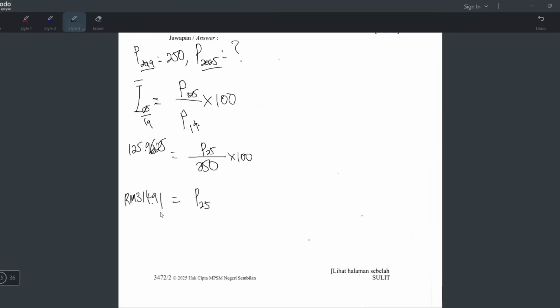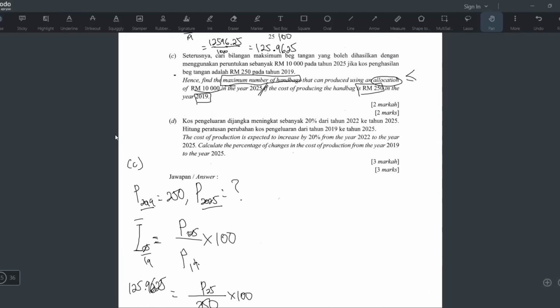125.9625 divide 100 times 250. Okay lah, correct lah. 314.9. Actually, it's 90625. But if it's a price, you just write 2 decimal places, because RM can only go up to 2 decimal places. Okay, now we know that that's the cost of the handbag in year 2025.